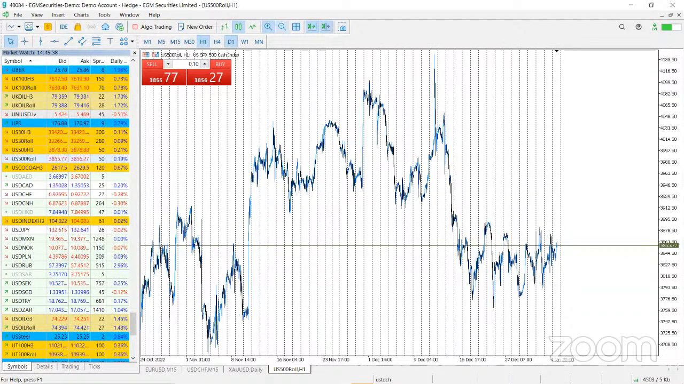So investors initially are looking for any excuse to take the market higher.